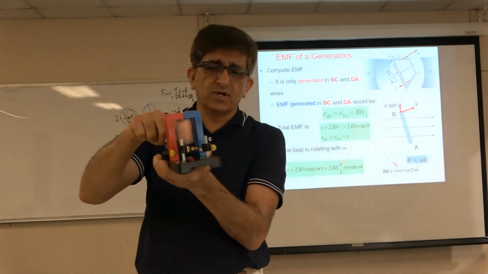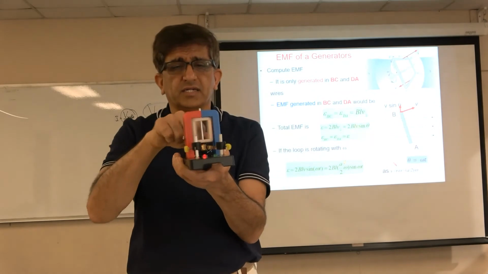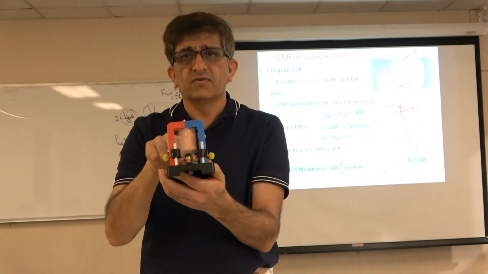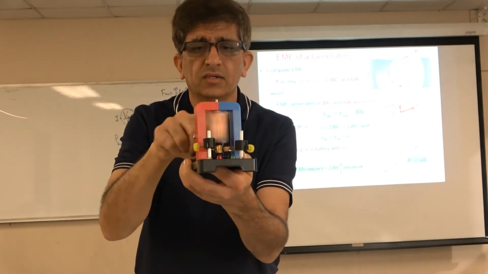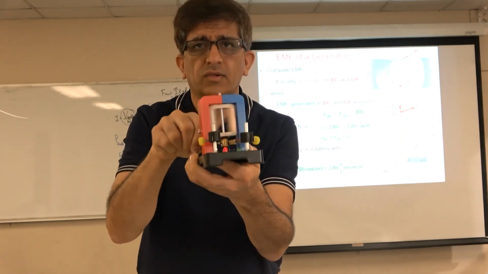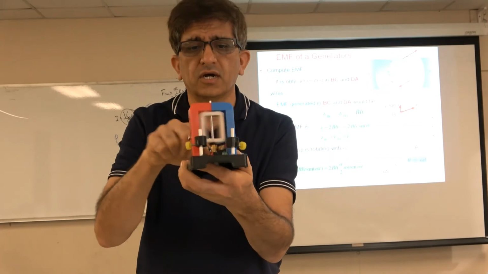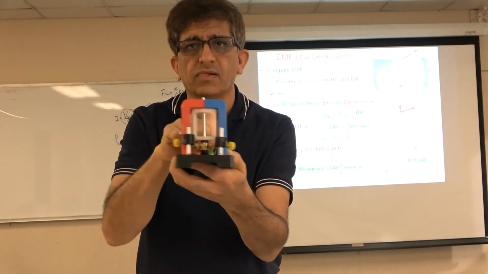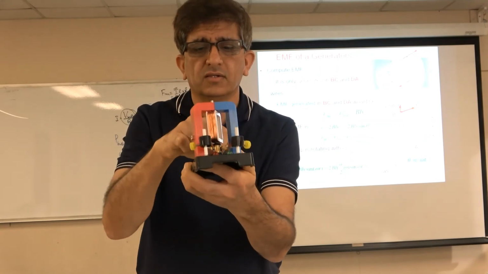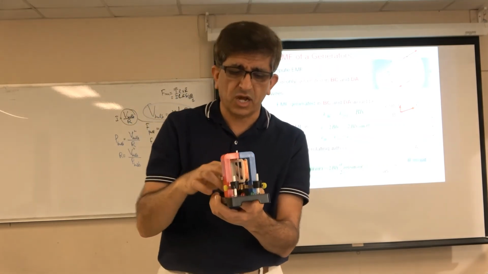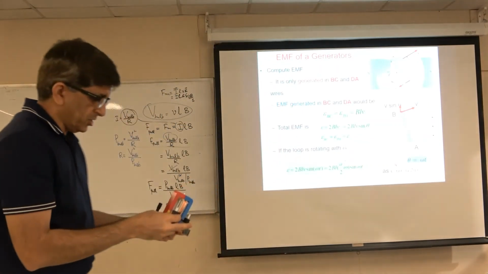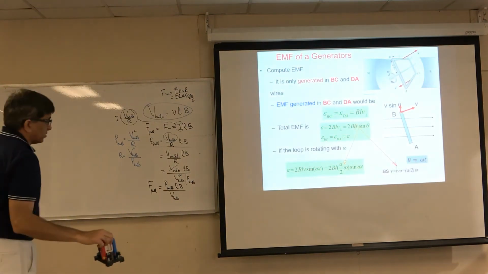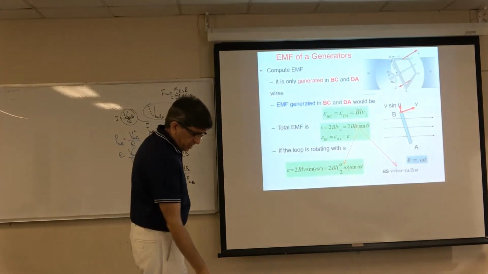If I do some mechanical work by rotating here, you see this light bulb will be lightened up. And if I do the other way, now the green bulb will be lightened up. So that is how you can change the orientation of the loop. Now let's do the same thing here.